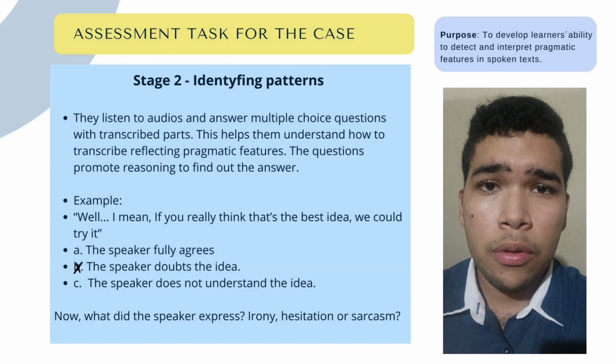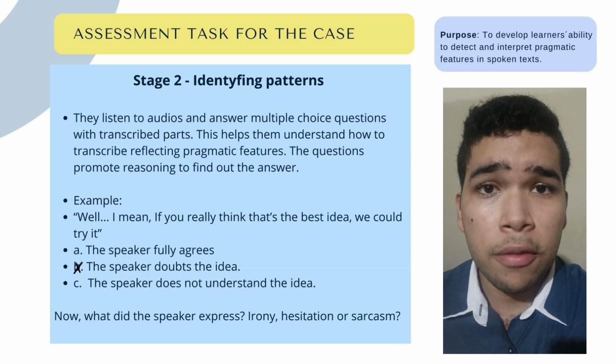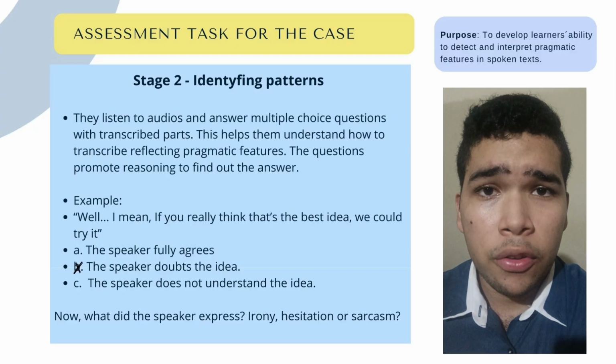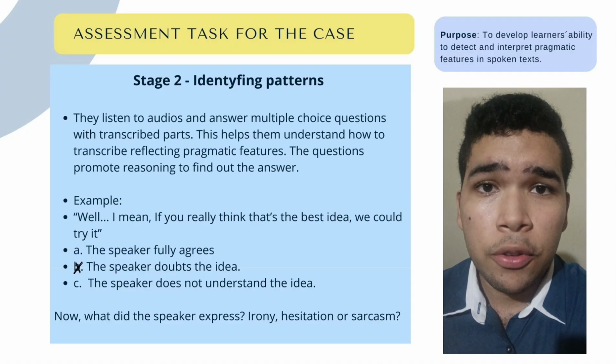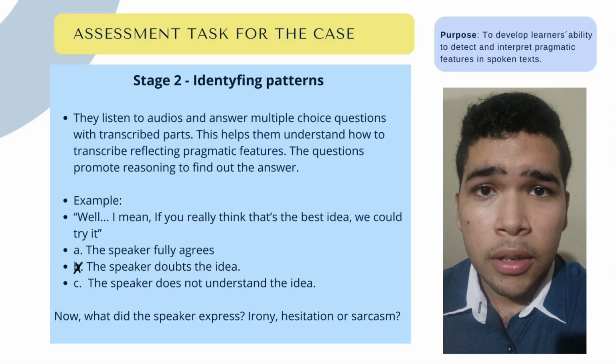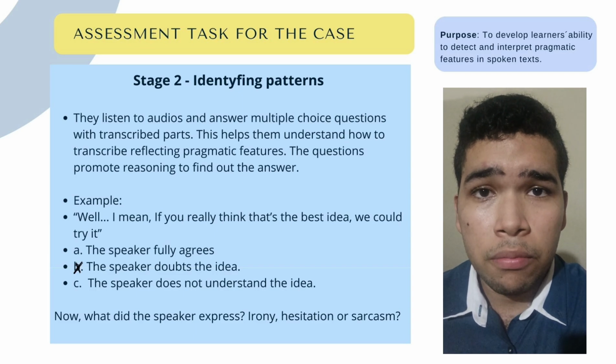For stage number two, they work with multiple choice questions, but these questions help them think more deeply and focus on pragmatic features. We maintain a written part because, as you can see, this is a transcribed line from an audio, so they can also recognize how to write or how to transcribe and at the same time reflect a pragmatic feature. They have to select the answer and at the end indicate which one was expressed by the speaker, or what the speaker expressed, if it was irony, sarcasm, or hesitation, etc.